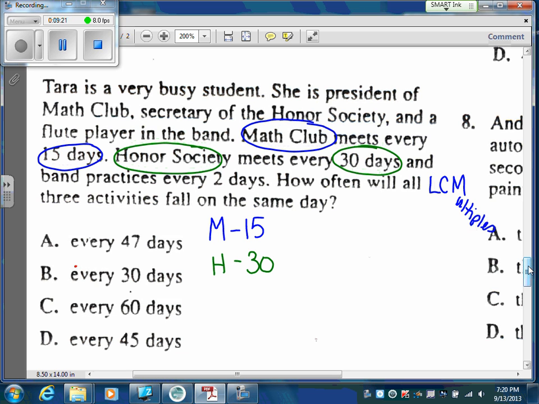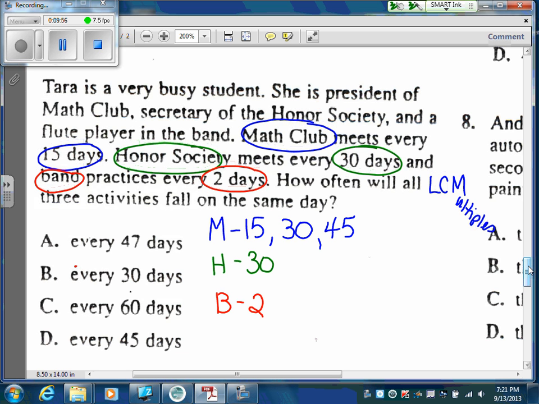And the last one is band every 2 days. So band is every 2 days. If I'm finding multiples, remember, I'm basically skip counting by the numbers that we have here on the problem: 15, 30, and 2. For our Math Club, they meet on day 15, day 30, day 45, and so forth. I'm going to stop because my numbers are getting large.